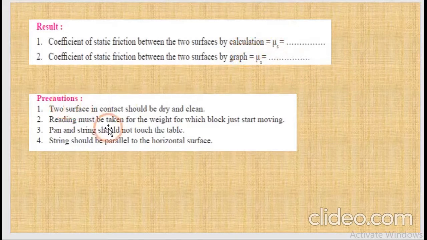Which precautions do we have to take? Definitely the surface should be clean and dry, because in static friction, one body tends to slide or move on another. So the surface should be clean and dry. Reading must be taken for the weight for which the block just starts moving. Pan and string should not touch the table. String should be parallel to the horizontal surface. In this way, you can go through this experiment easily and you will get the correct reading. Thank you.